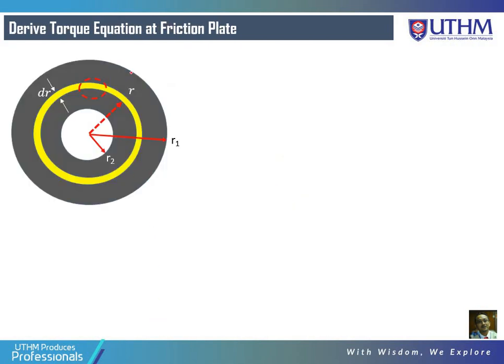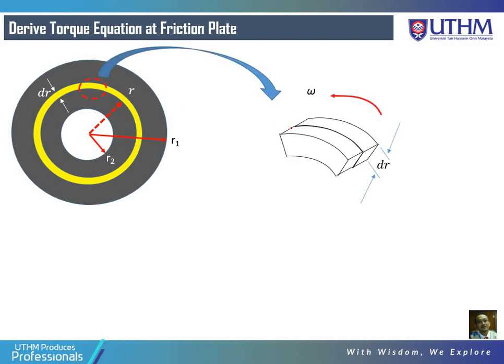We will look into the derivation of the torque equation for a friction plate. Let's say the gray color is a friction plate with a radius of R2, and this is R1, and then we take a small area where the radius is R and the thickness is dr. I try to enlarge a small portion over here.